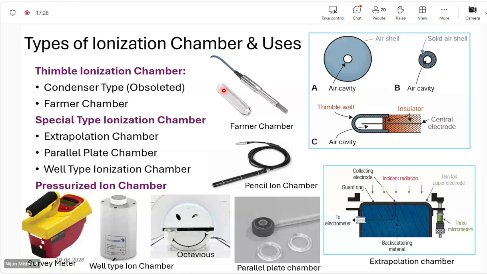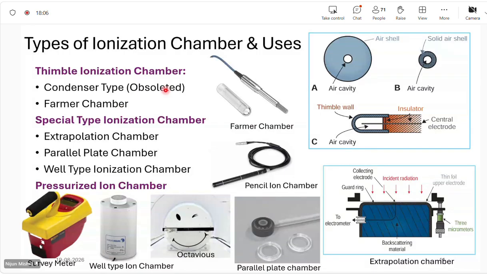In our normal Farmer chamber, we have a cable. We connect the chamber with the cable and then with the electrometer to measure, so that is active measuring. But in the case of the condenser chamber, it is passive measuring. In the condenser chamber, the main issues were greater stem leakage and passive measuring. In order to overcome that, the Farmer chamber came, and we are very well acquainted with it as we use it in our day to day practice.